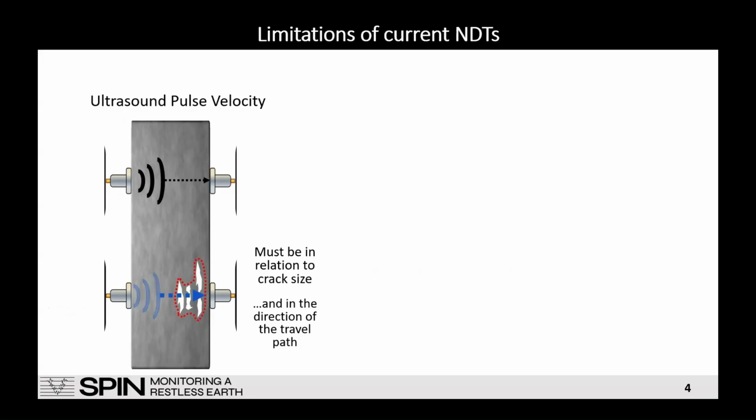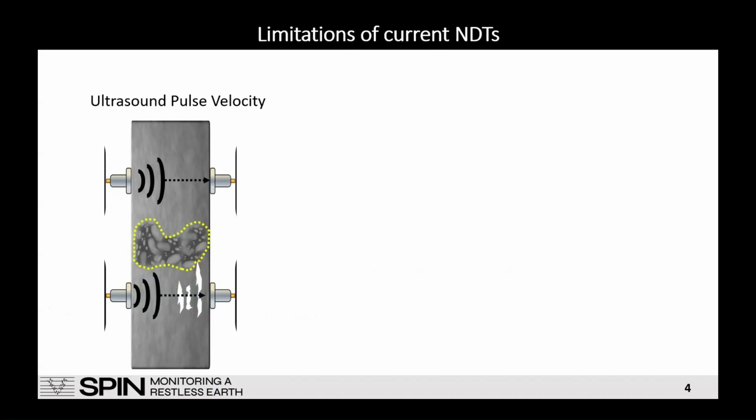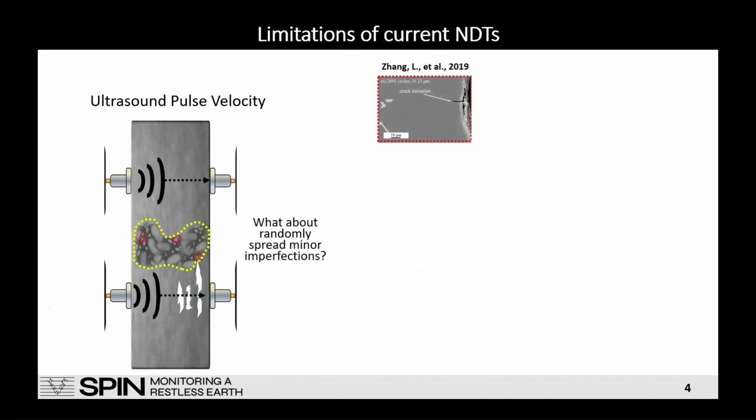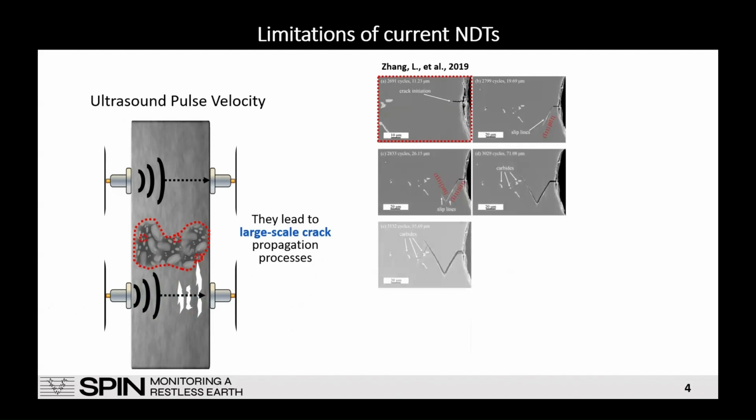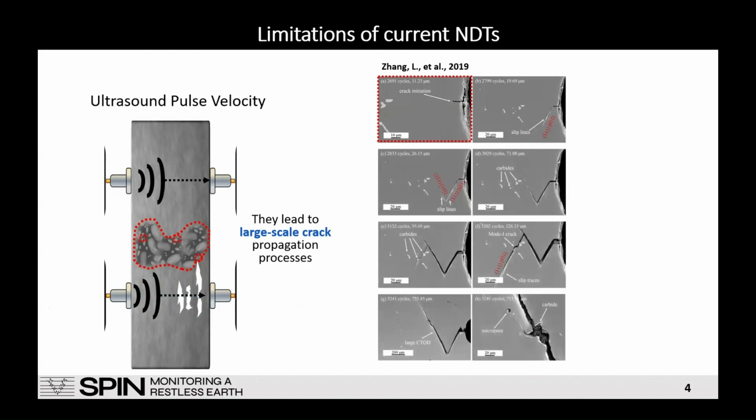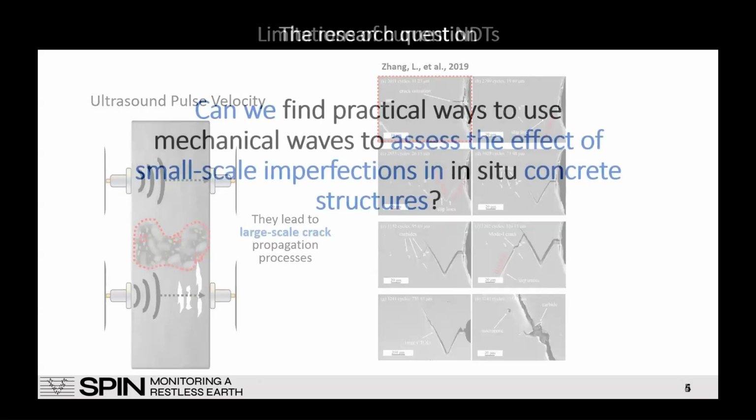And besides, the imperfection must also be in the way of the direct travel path. But then what happens with those small imperfections that are randomly spread or distributed in the material? Those small scale cracks essentially remain hidden to the conventional techniques. We cannot see them by using these conventional practices. And they are important indeed, because those small imperfections are the prelude to large scale cracks via the crack propagation process when the stress is concentrated in small microcracks.